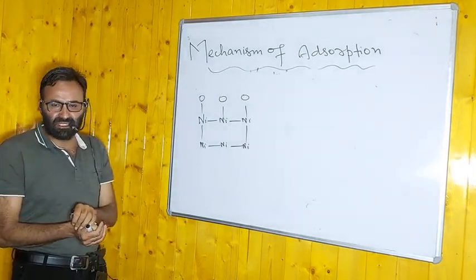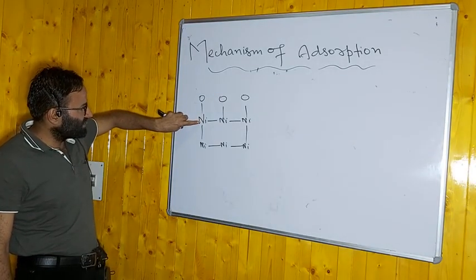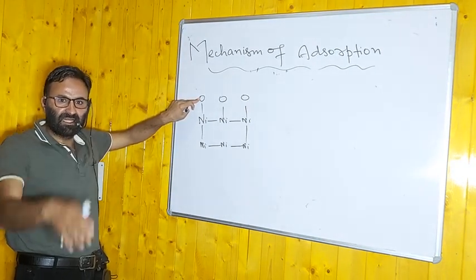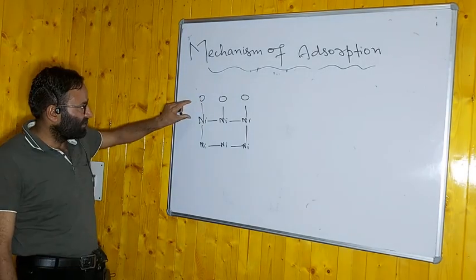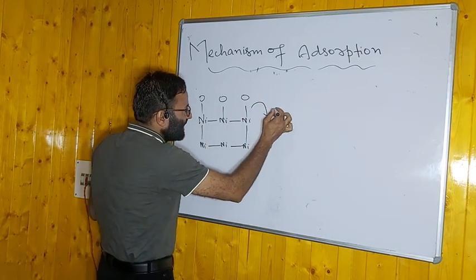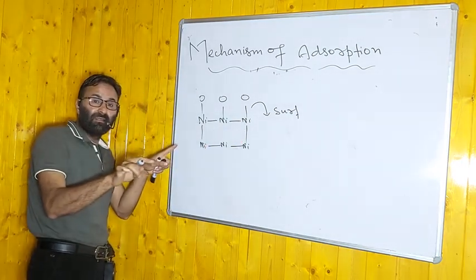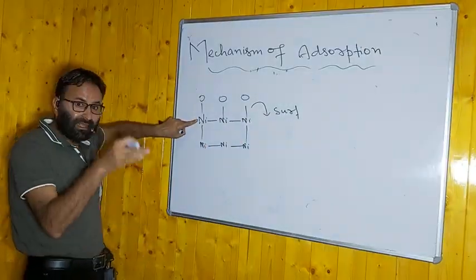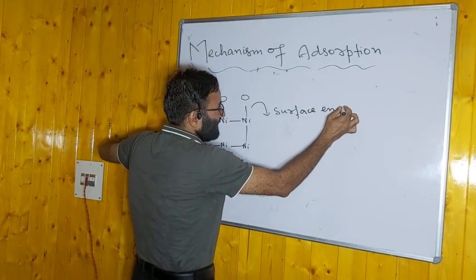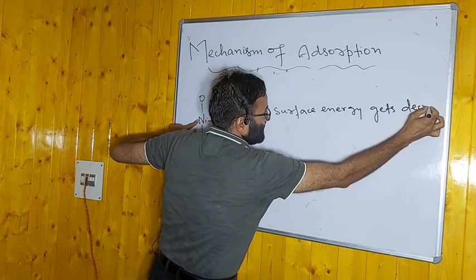Whenever there is adsorption process, interaction occurs between the adsorbent surface molecules and the adsorbate molecules. Interaction takes place, valency is being satisfied. What happens because of that? Energy gets released. When energy gets released, you can say the surface energy gets decreased. Unstability means high energy. When unstability gets decreased, it means that surface energy gets decreased. This is a very important point.